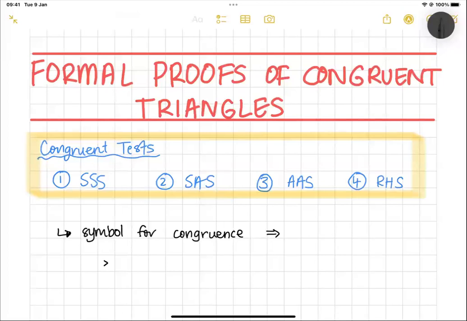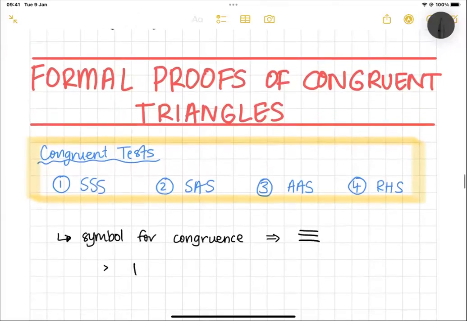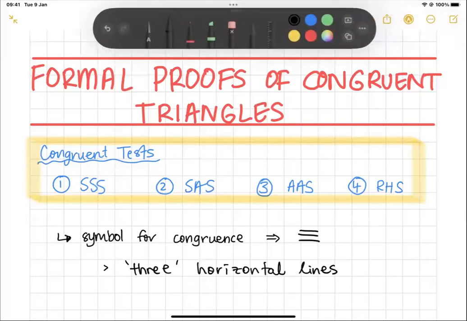Okay, now we're going to look at the symbol for congruency because we will need to use it to make the final statement that these pairs of triangles are congruent. Now the symbol for congruency is 3 horizontal lines, right? So it's 3 horizontal lines, just like this. That's how we denote it's congruent.